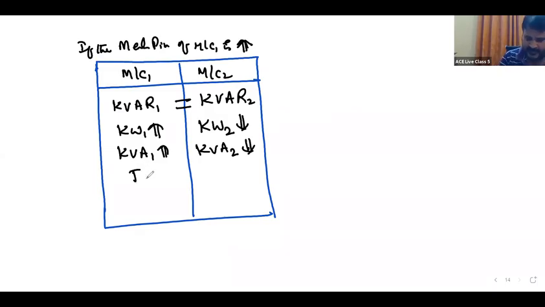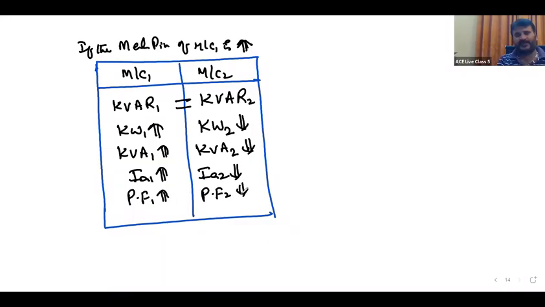What happened to current? IA1 will increase because the active component increases. What about IA2? Will decrease. And power factor of the first machine: power factor is proportional to active power, inversely proportional to reactive power. But active power is increased, therefore power factor of the first machine increases. Power factor of the second machine will decrease. Okay, so these are the important conclusions. Fine?